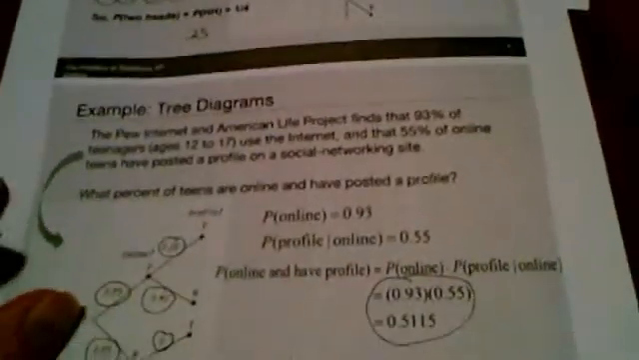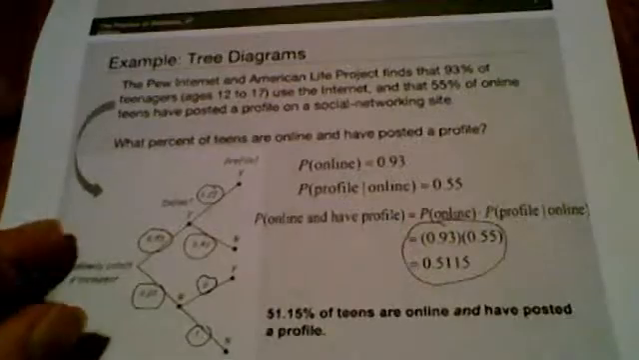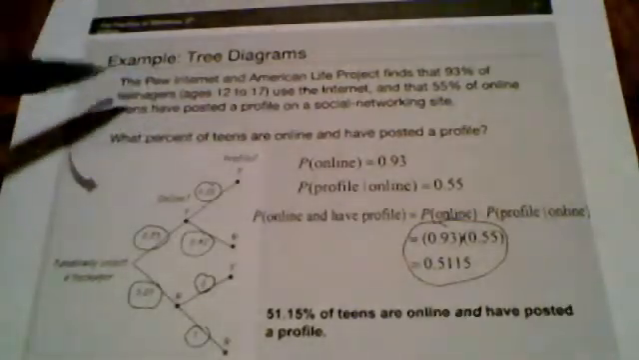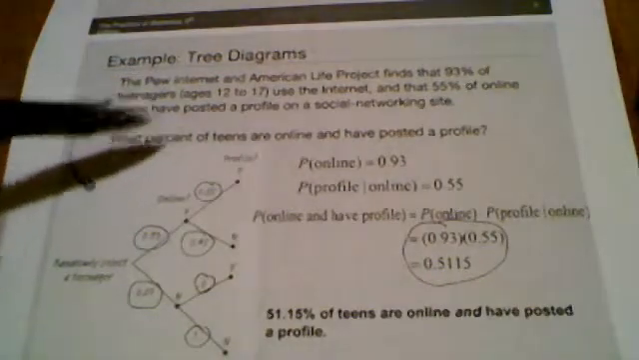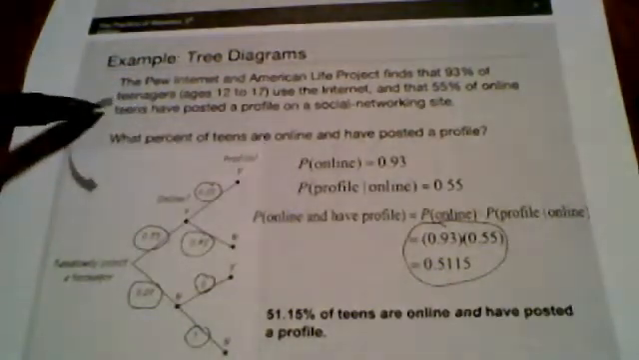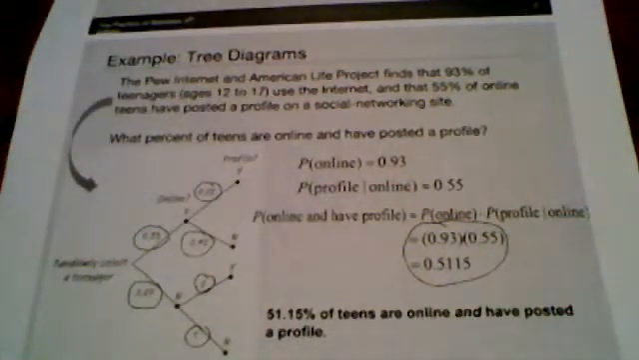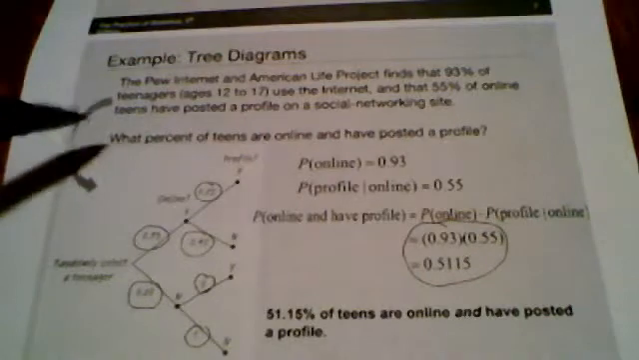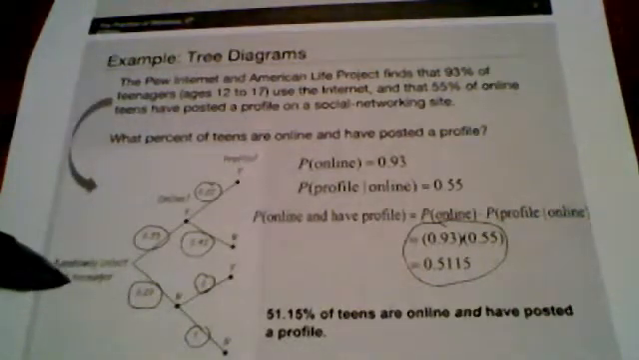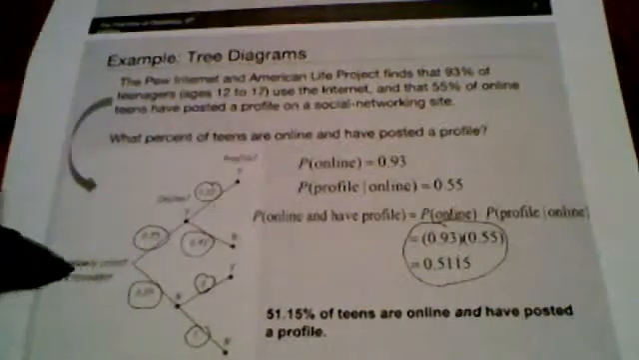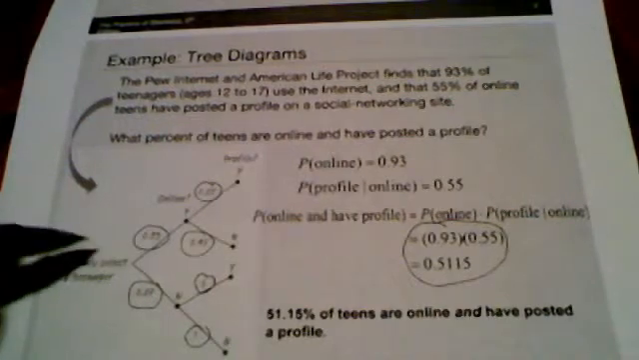And down below, here's another tree diagram, a little more complex than the 2 coins. This one says the Pew Internet and American Life Project found 93% of teenagers use the internet, and 55% of online teenagers have posted a profile on a social networking site. So we want to draw that in a tree diagram. So first of all, we would randomly select a teenager. It looks back to how you set up an experiment. That's what these tree diagrams kind of look like.